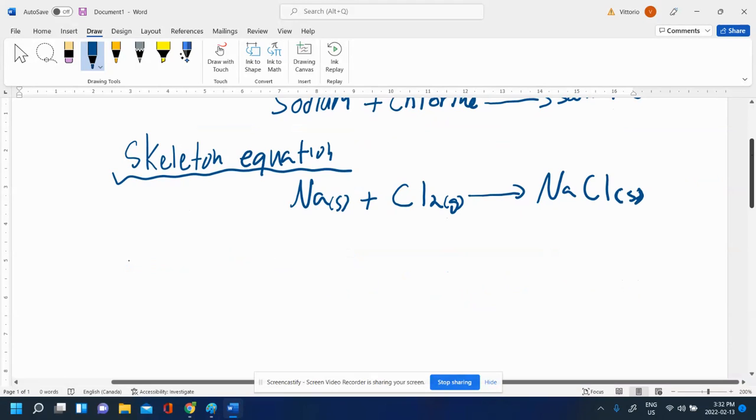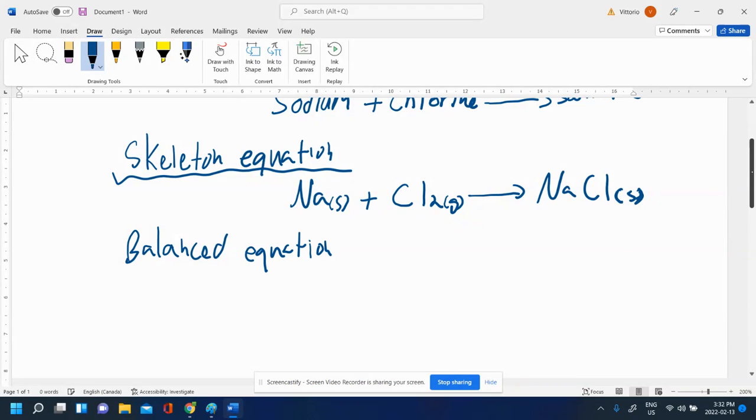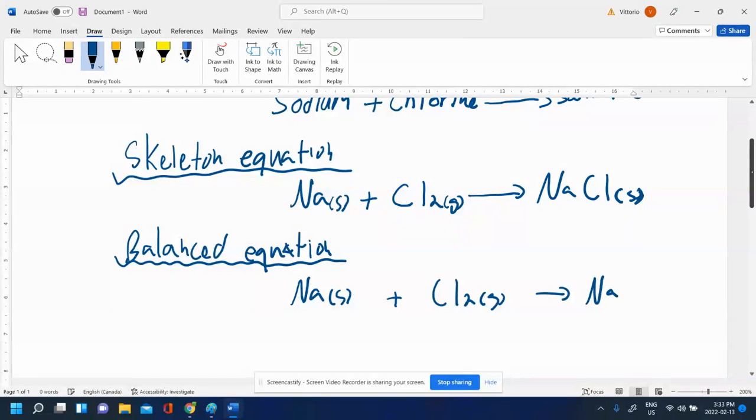The last type of equation is called a balanced equation. A balanced equation is very similar, except that it follows what's called the law of conservation of mass. It basically ensures that both sides of your equation have the same number of atoms. Let me quickly show you this example. In our previous example, we wrote this out, but you would notice that here you have two chlorines and here you only have one. So you're missing a chlorine. If you have two chlorines on the left side, you should have two chlorines on the right side.